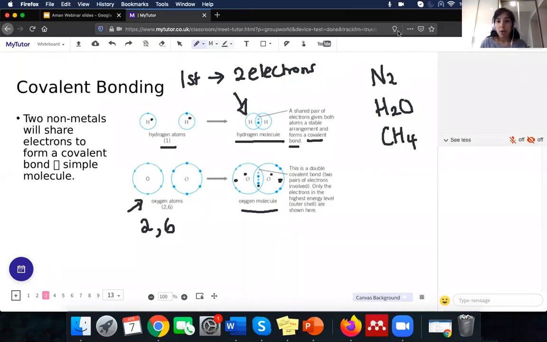Same with oxygen. That is also a simple molecule. This square, sorry, it's supposed to be an arrow. It's supposed to say that when we form a covalent bond, when electrons are shared, we form a covalent bond, and that is a simple molecule. Okay, so now let's have a go at drawing nitrogen, water, and methane.